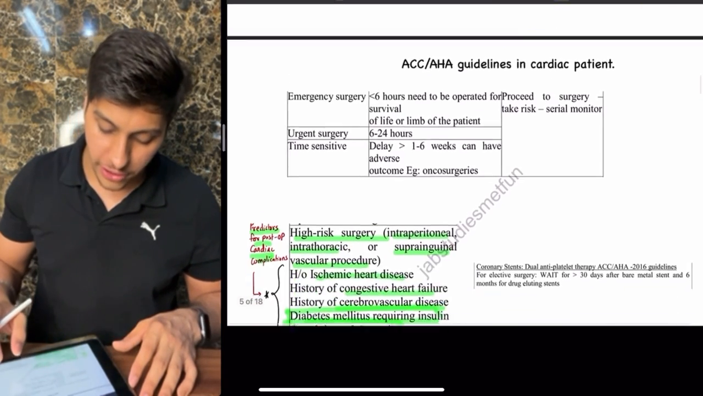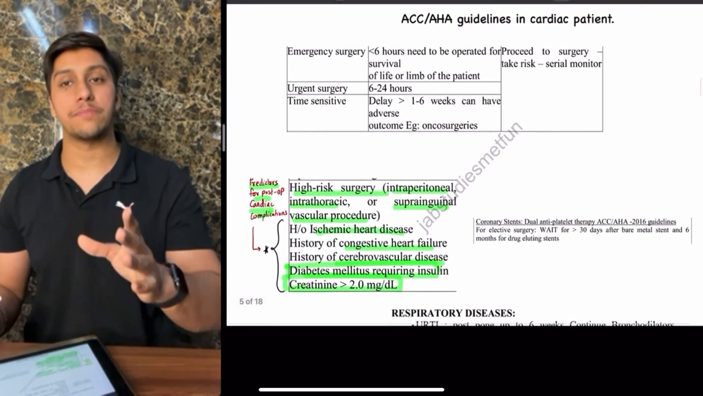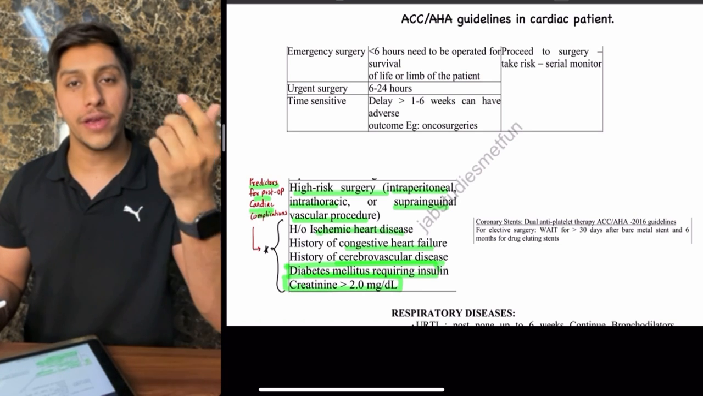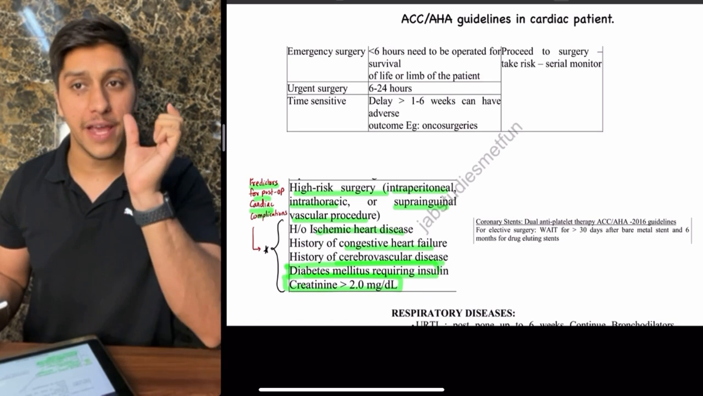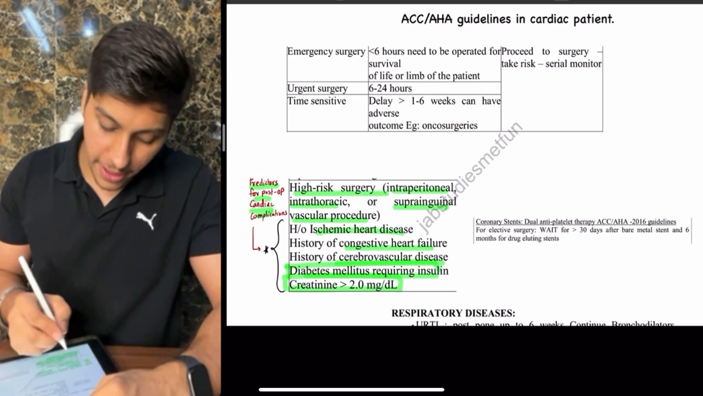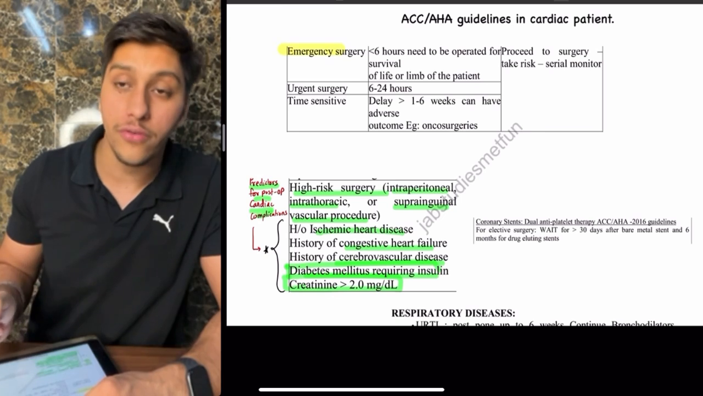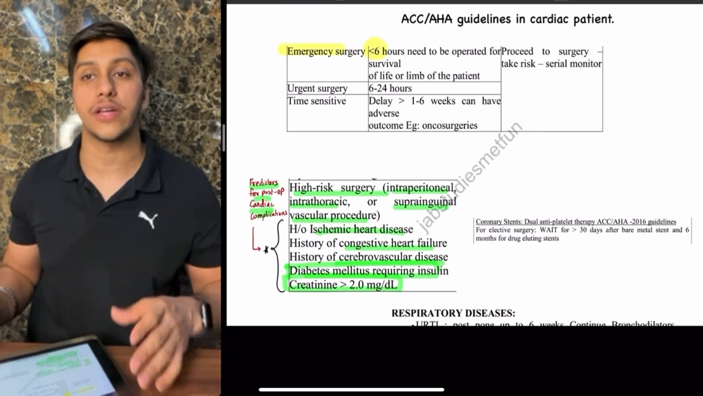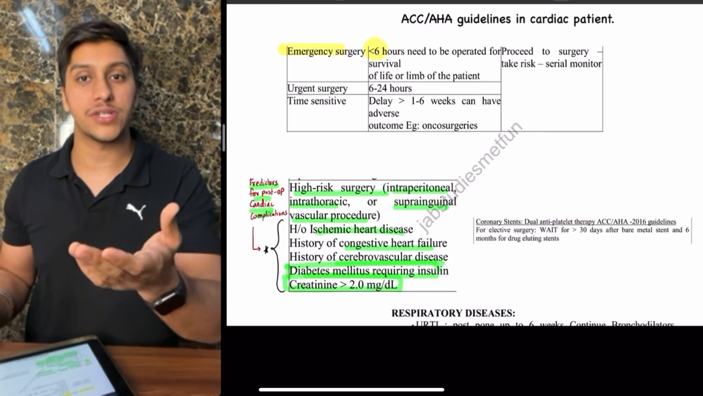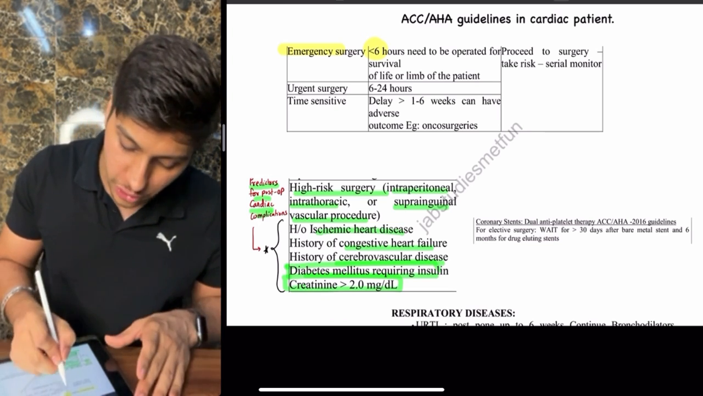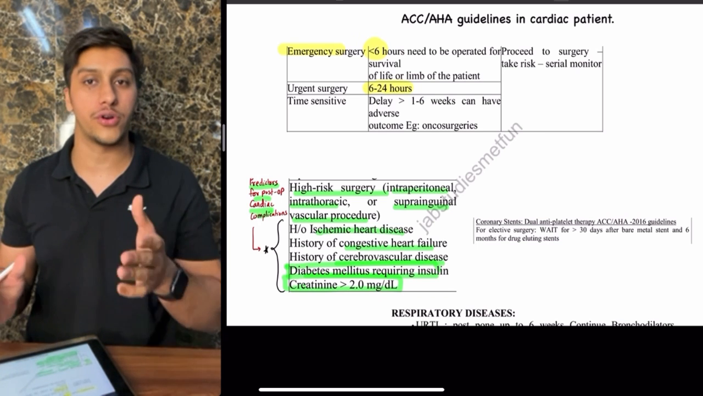Now guys, according to the guidelines, there are 3 types of surgery timing with respect to cardiac patients. What is the difference between emergency surgery, urgent surgery and time sensitive surgery? If you talk about emergency surgery, as you see emergency is a longer word, which means a more dangerous thing. So remember, within 6 hours you have to do something, otherwise the risk of death in this patient is going to be high. Urgent surgery, a shorter word, so less risk, so 6 to 24 hours you can give as the time frame for doing the surgery.